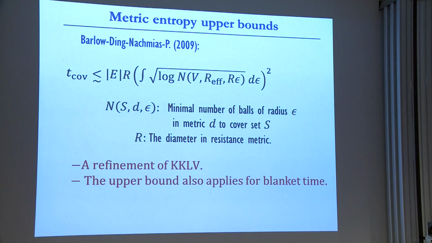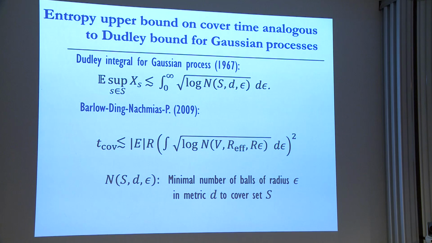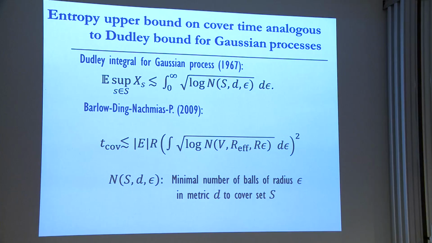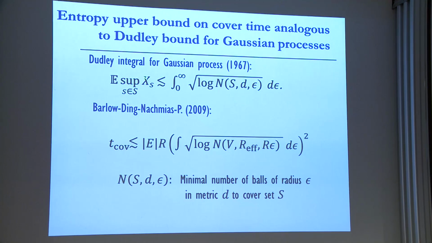So this is very similar to the Dudley integral for Gaussian processes going back to '67. There are some differences here: there's a square, and the metric is different, but it does look similar. Now, the Dudley integral is a way to bound the sup of a Gaussian process. So what is going on here?